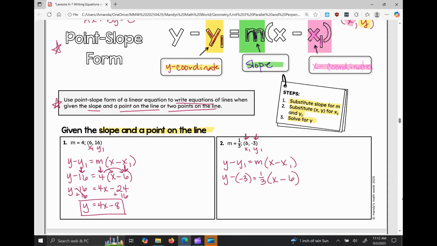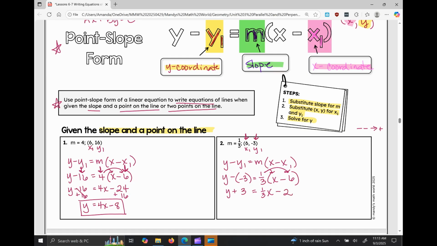So that would be y minus -3, which is the same thing as y plus 3, equals, right? Minus a negative, you can change to a positive, okay? And I'm going to go ahead and distribute this 1/3 into each term inside the parentheses. 1/3 times x is 1/3 x. 1/3 times -6 is -2.